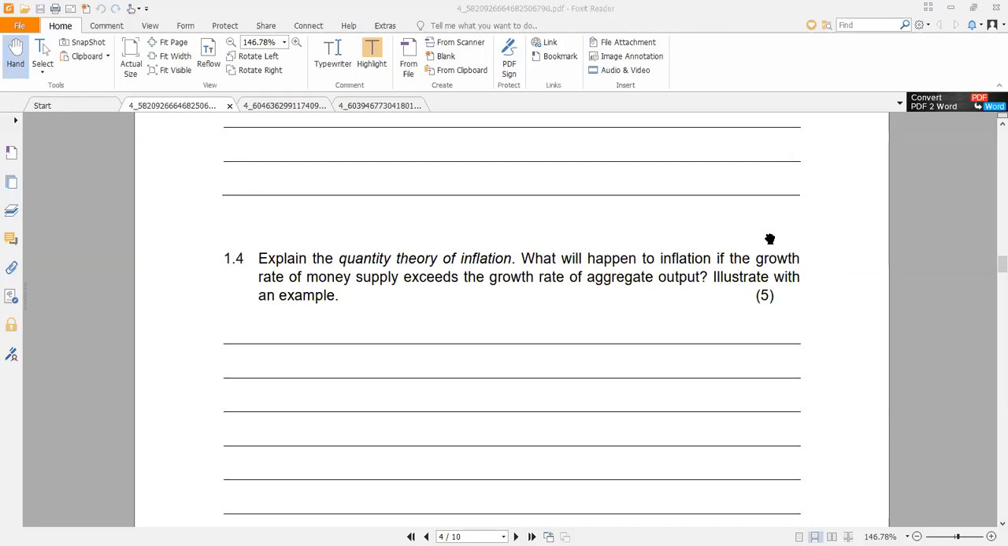I think it's Daisy. Can you hear me? Yes, clearly. Okay. I would say the quantity theory of inflation indicates that the inflation rate equals the growth rate of money supply minus the growth rate of aggregate output.